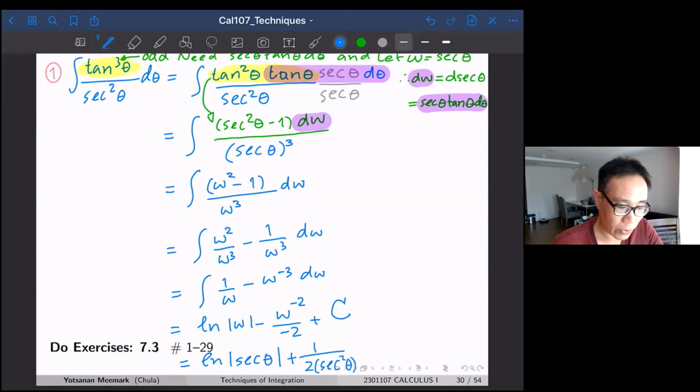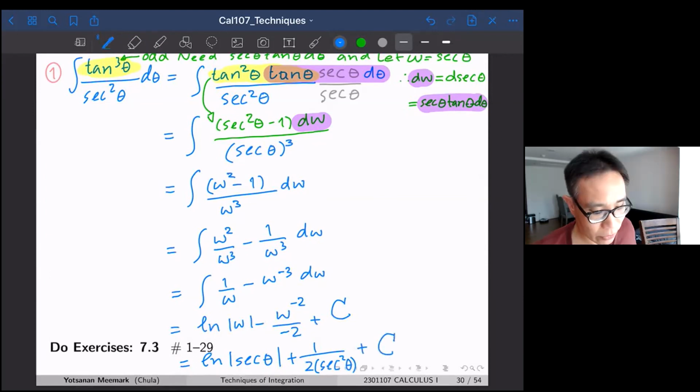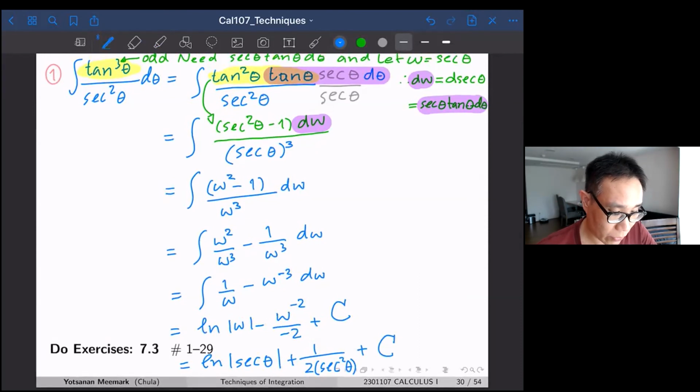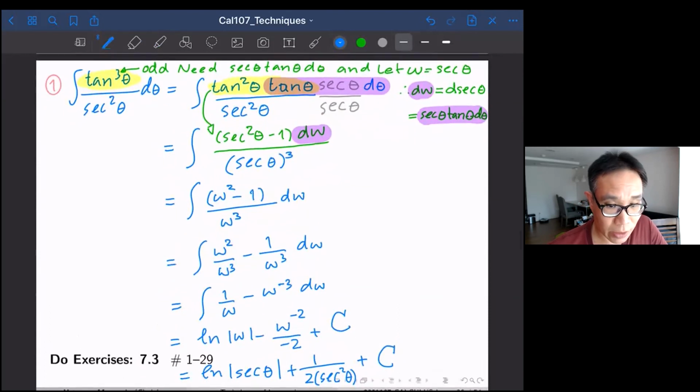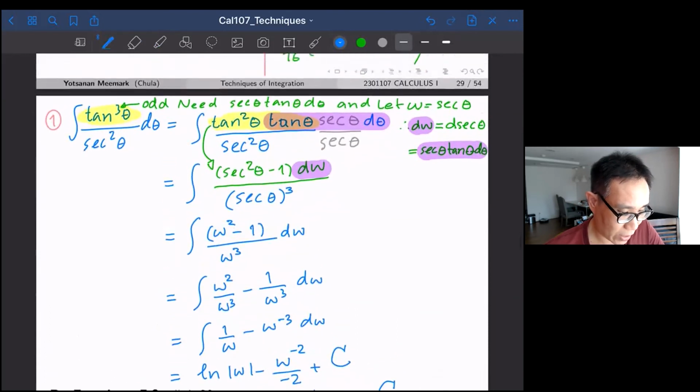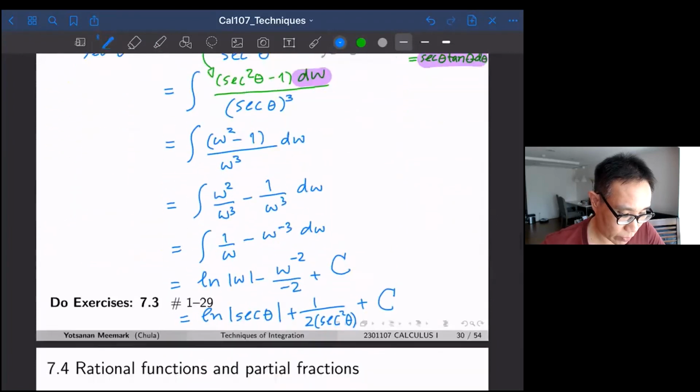So it's going to be 1 over 2 sec squared, and then you plus c. Okay, so that is my first one. You see it's kind of a long calculation here. And then we're going to change everything in terms of x.